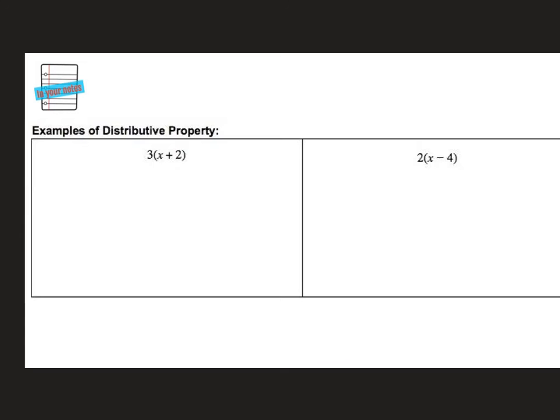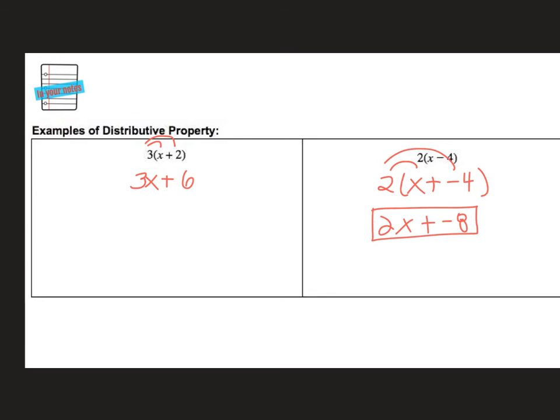So let's remind ourselves how the distributive property works. We're going to take whatever is outside of the parentheses, so in this case 3. We'll go 3x plus 6, so we're multiplying those values. Here, I'm going to go ahead and always write my minus as a plus negative to start. We're going to take that 2 and distribute it to both places. 2 times x and 2 times negative 4 is negative 8. So this is just a reminder of how to do the distributive property.